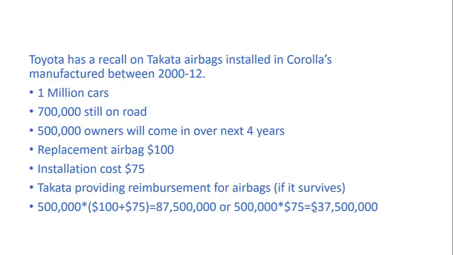And if Takata does survive and Toyota has to pay the $75, then the total cash payments will only be $37.5 million. Now, I think we all know that Takata failed, so obviously because the reimbursement is not virtually certain, therefore Toyota would have to recognise warranty payments of $87.5 million. So how does the accounting work for this?